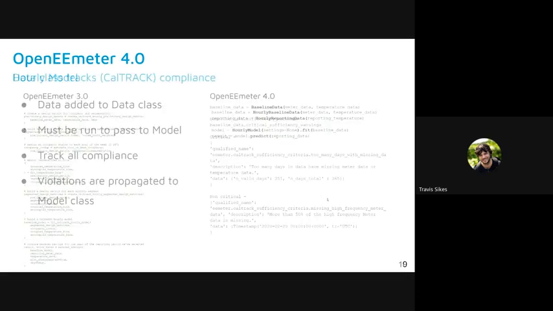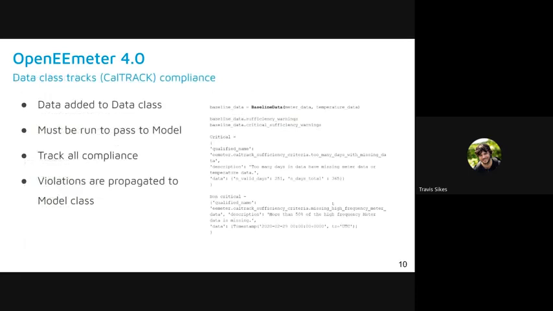Now, talking a little bit about the data class. So the data class is where we are going to be trying to enforce compliance, previously CalTRACK compliance. And to do that, we add the data to the data class, and then that data class is the requirement to go into the models. This ensures that you have not bypassed a step accidentally. There will be ways that you can override the various compliance checks, but instead of it being accidental, now it must be explicit.